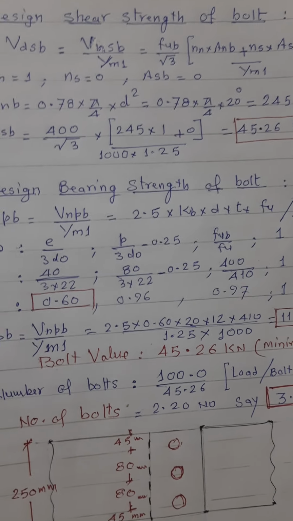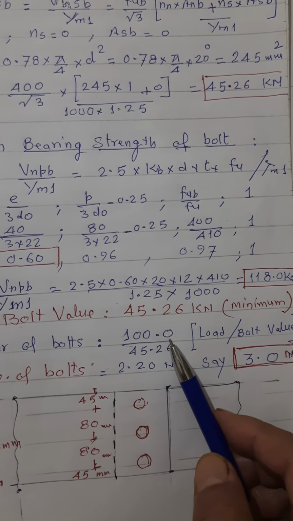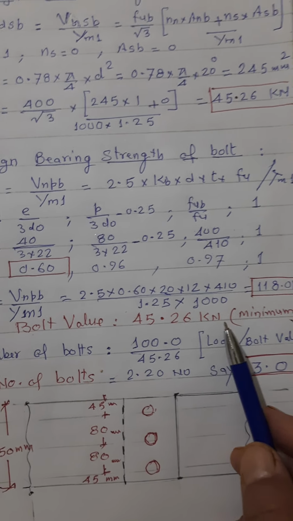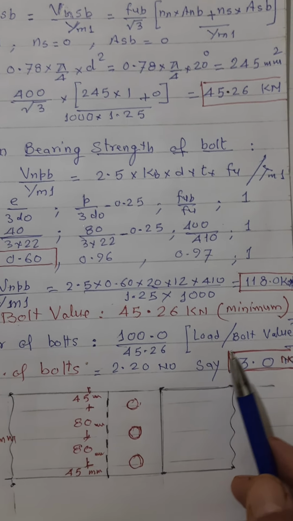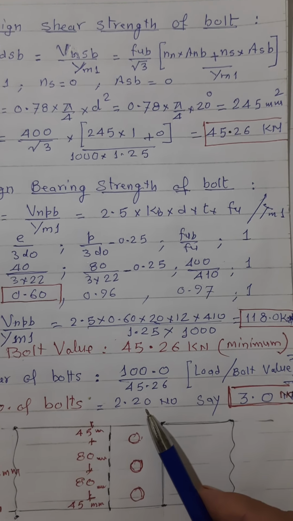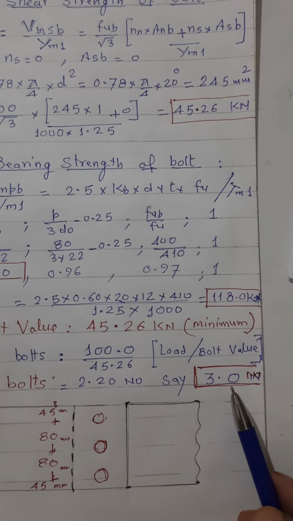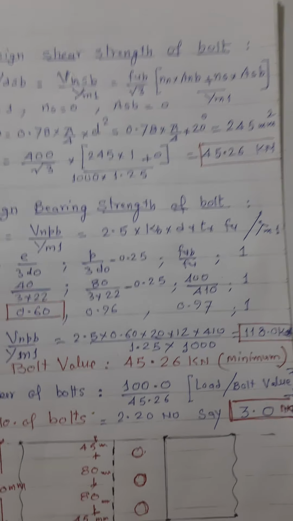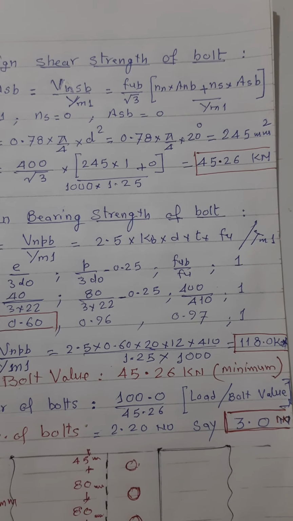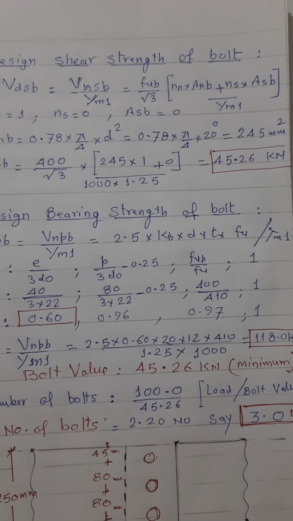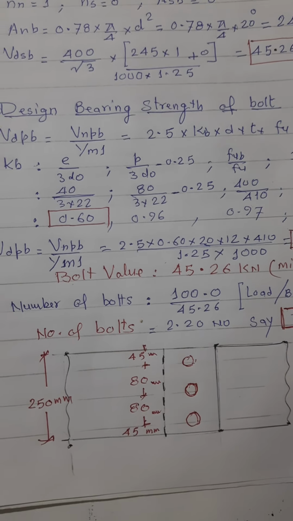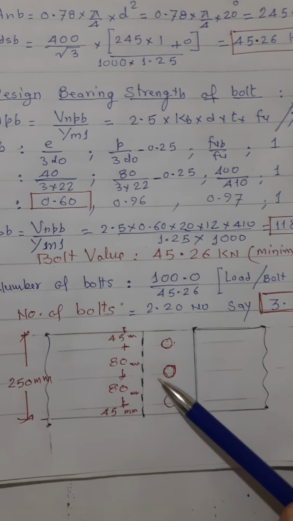Now considering this 100 kilonewton divided by the bolt value will give the number. It comes out to be 2.22. Rounding on the higher side, we can say the number of bolts will be 3. Now we are considering 3 bolts of 20 mm diameter at a spacing of 80 mm center to center. Now you can see from the figure itself, it is very clear.